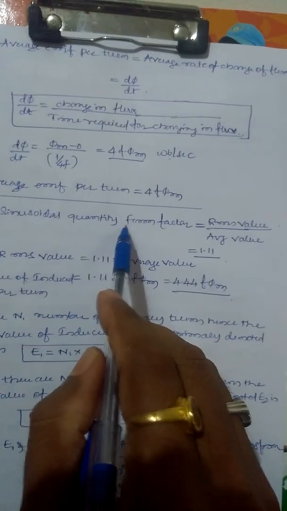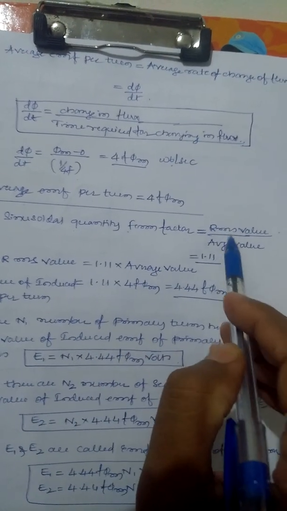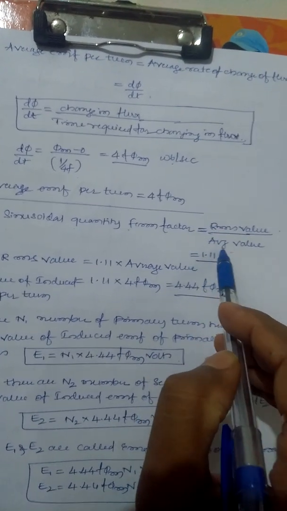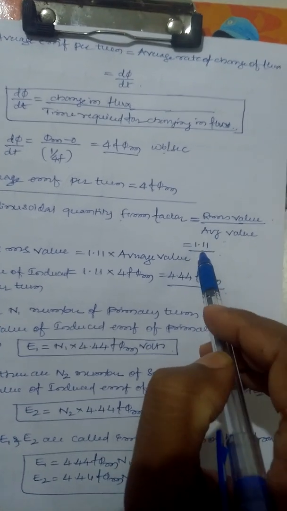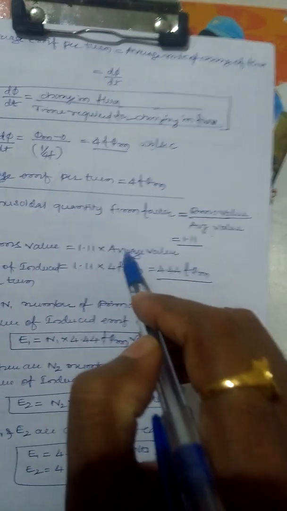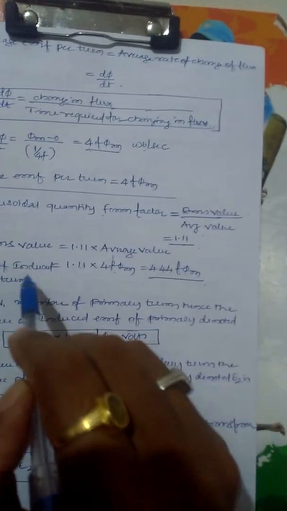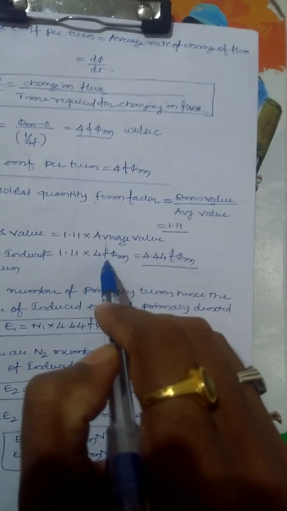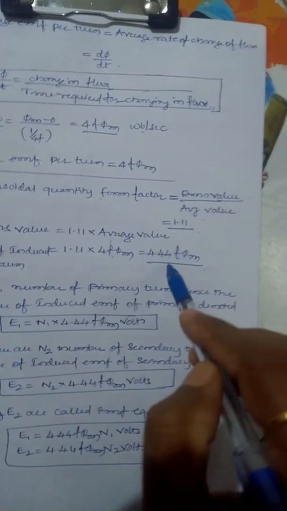For a sinusoidal quantity, the form factor is RMS by average. What is the RMS value? 0.707. What is the average value? 0.637. We get 1.11. Just multiply 1.11 with the average value. What is the average value? 4f phi m. That is the RMS value of induced EMF, 1.11 into 4f phi m, that is 4.44 f phi m.